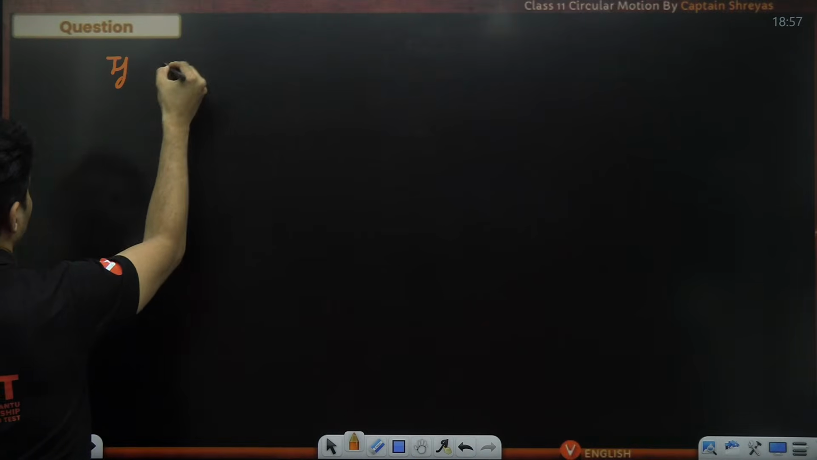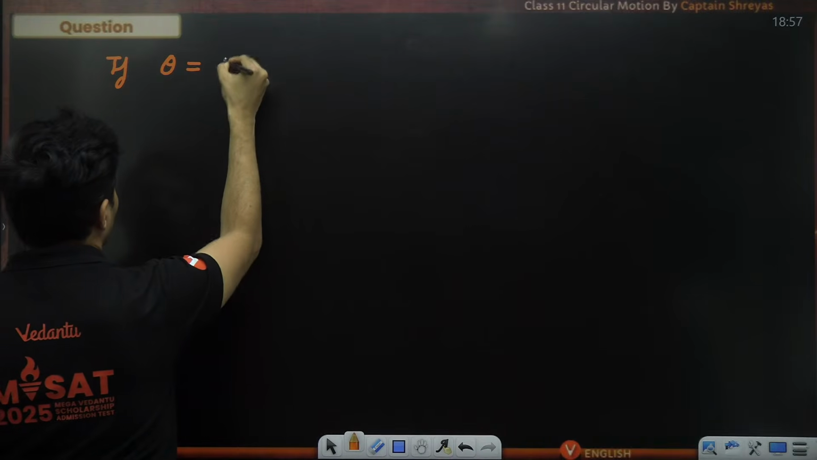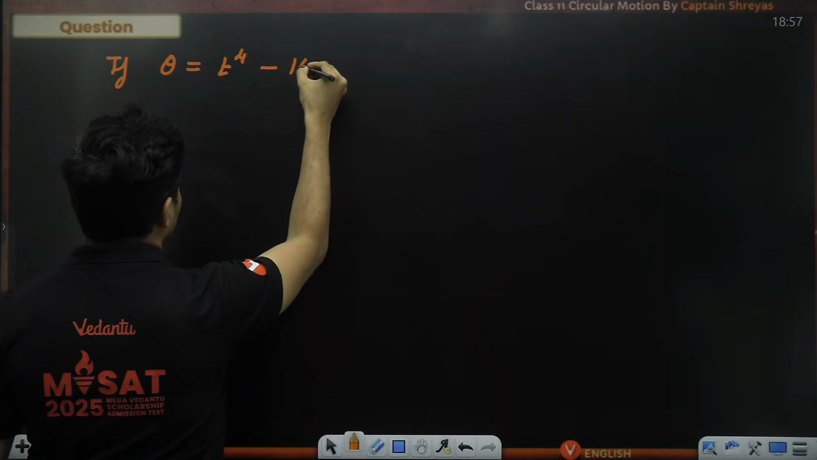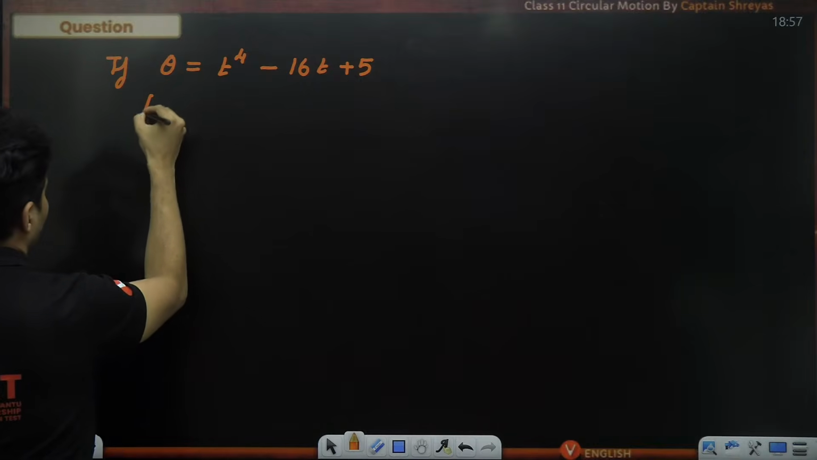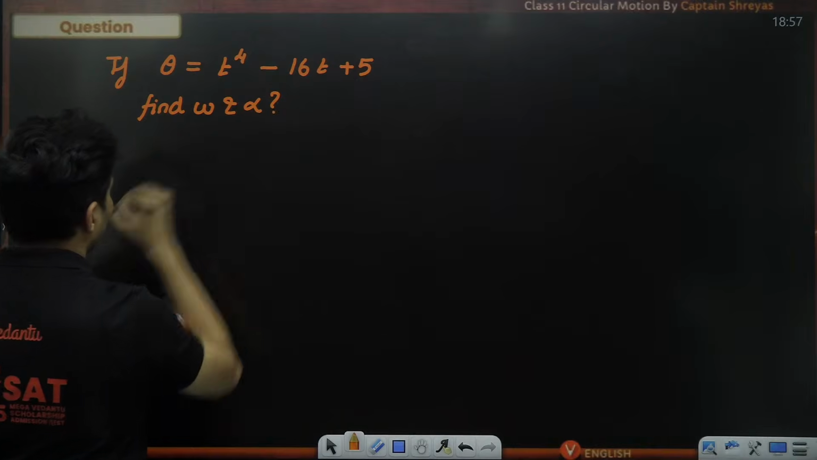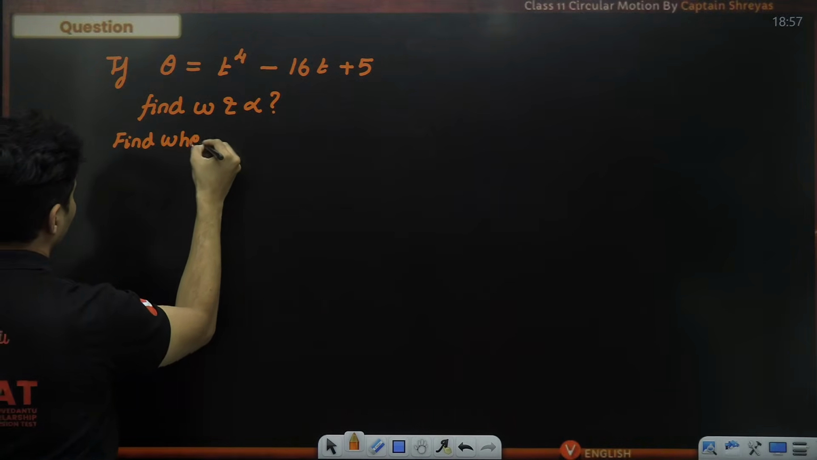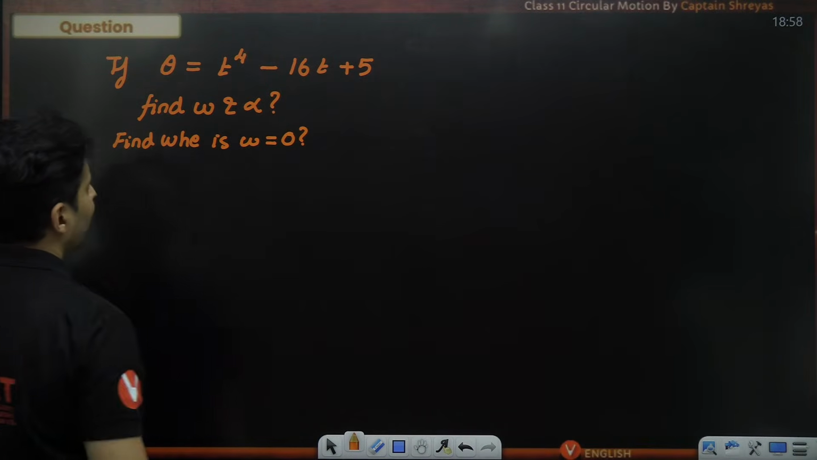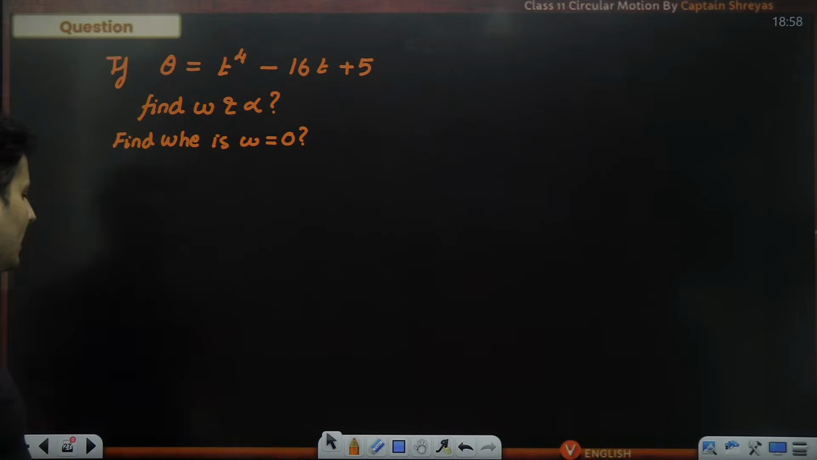If theta is t raised to 4 minus 16t plus 5, find omega and alpha, number 1. Also find when is omega 0. That is the question. Let's try this out.